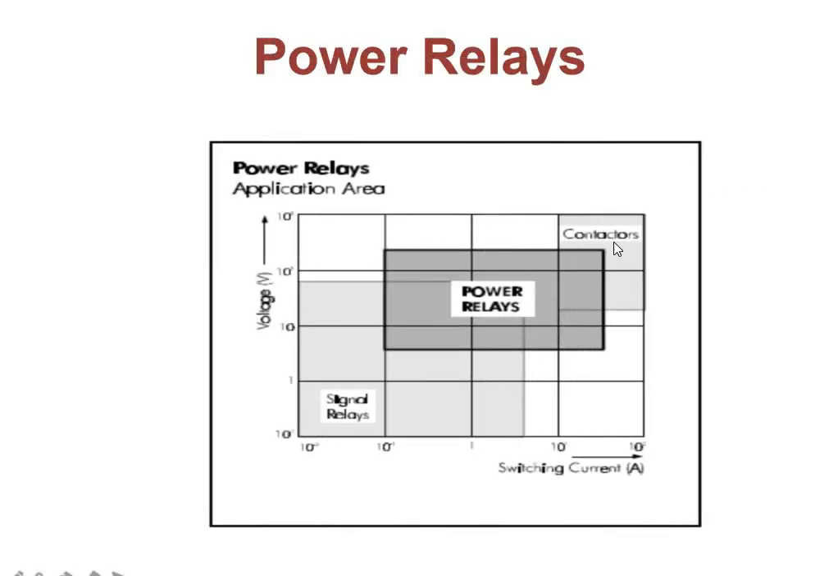The difference between these signal relays, power relays and contactors, their application areas, is shown here in one diagram. If we see the graph of voltage versus switching current, then we can see the application area of all these signal relays, power relays and contactors. For lower actuating quantities, we can go for the signal relay. For intermediate quantities, we can go for the power relay, and for high quantities, we can go for the contactor.